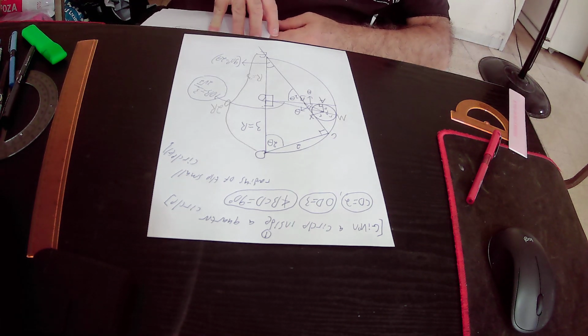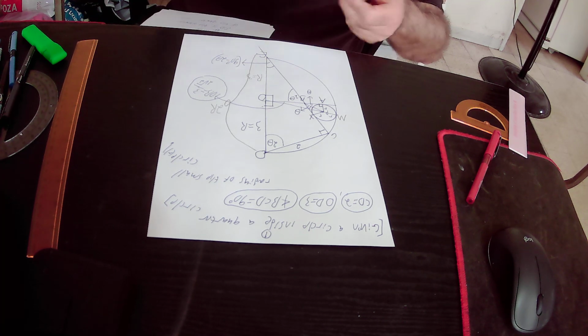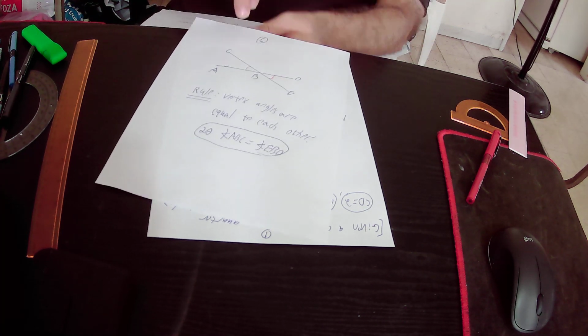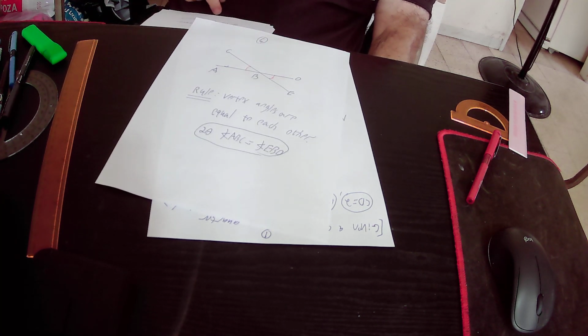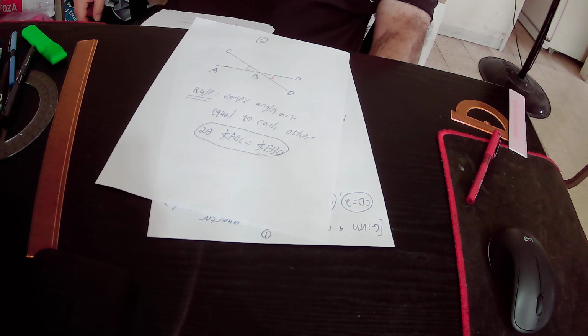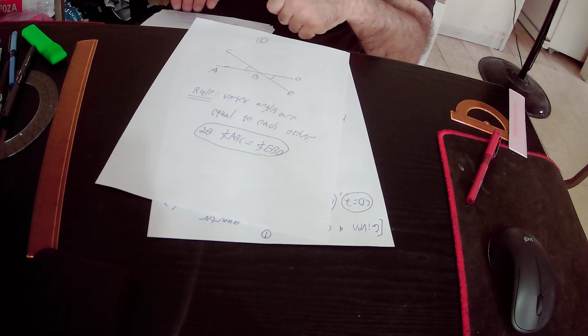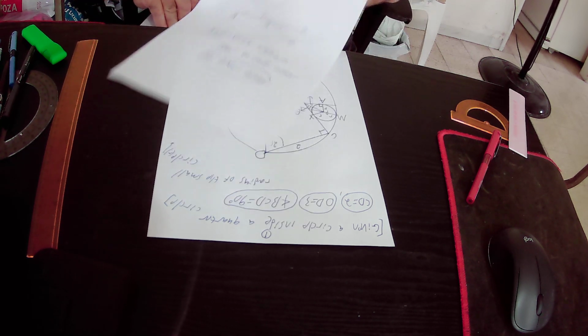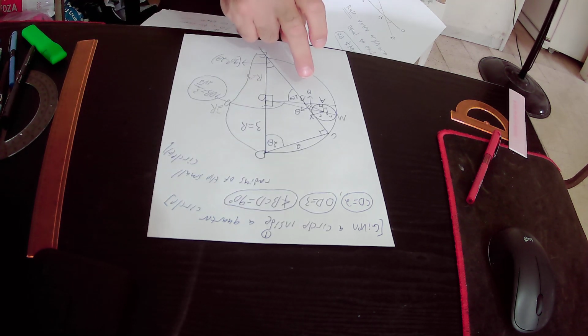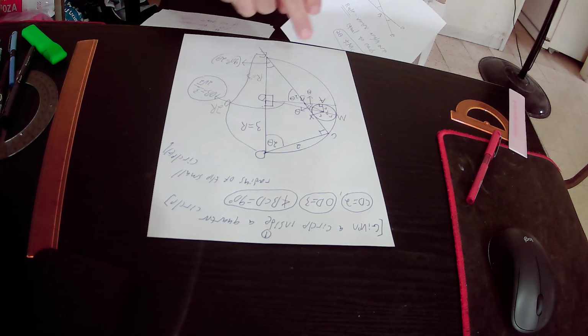I draw these two vertex angles again. The angles in the red line are the two vertex angles, and according to the rule, vertex angles are equal to each other. So angle ABC is equal to angle EBO. Those two angles are equal to each other. So actually we know that angle ABC equals theta plus theta, that is to say 2 theta.